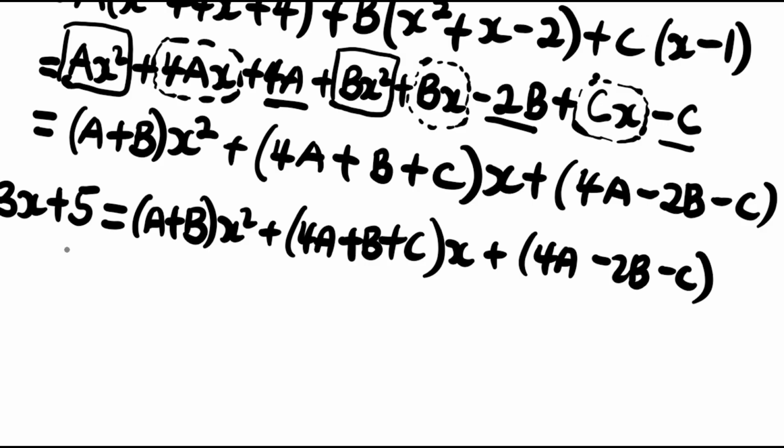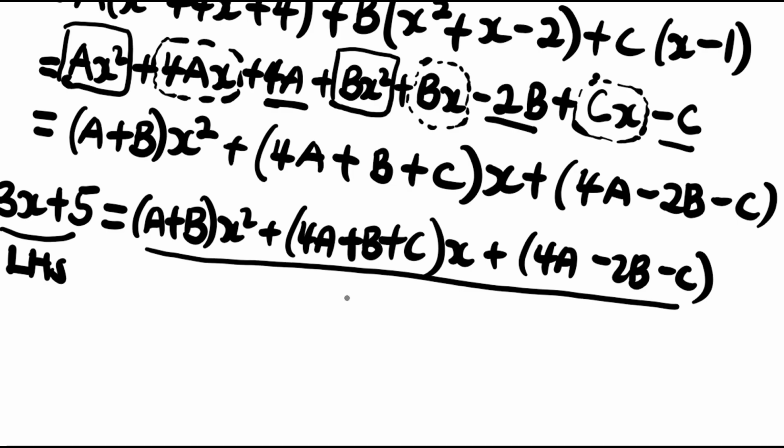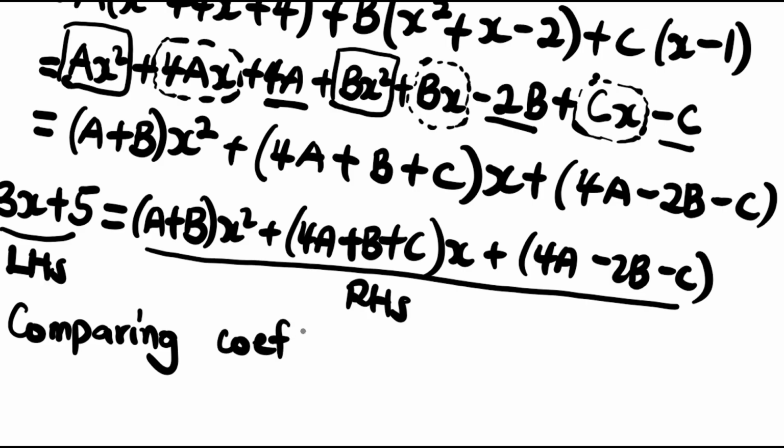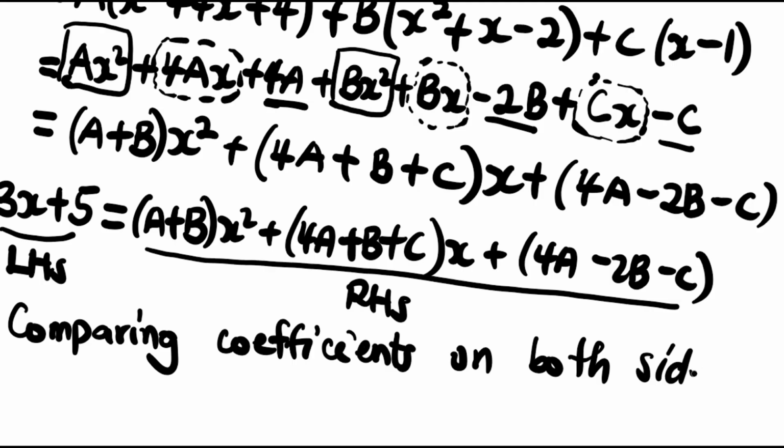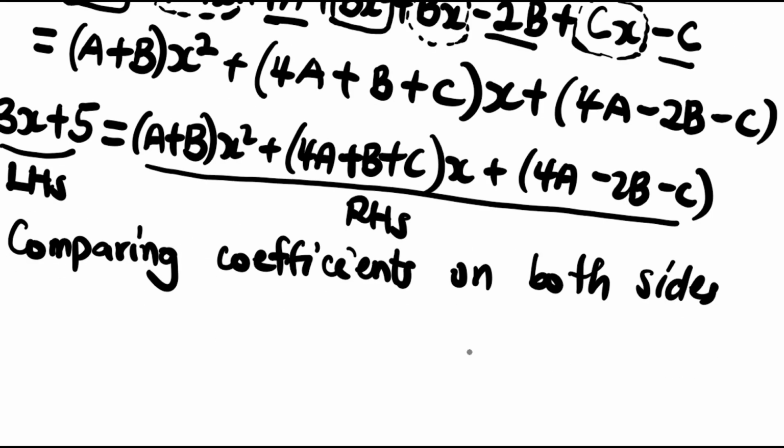Over here, do we have any x squared on the left? So this is the left hand side and the other side is the right hand side. So this side is the right hand side, right? So let's say comparing coefficients on both sides, basically on both sides. So let's see if we will get what we want.